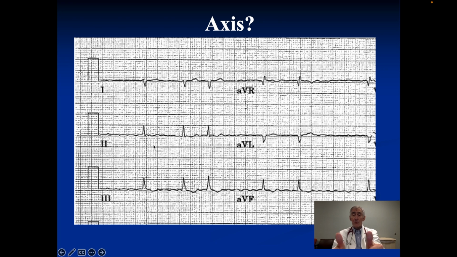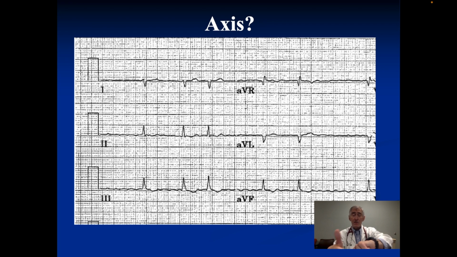So let's use this thumb technique. If it's negative in 1, the thumb is down, and it's positive in 2, so it's going to be right axis deviation. The thumb that's up says which axis it is.